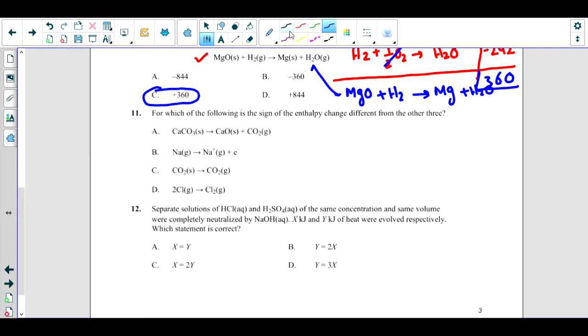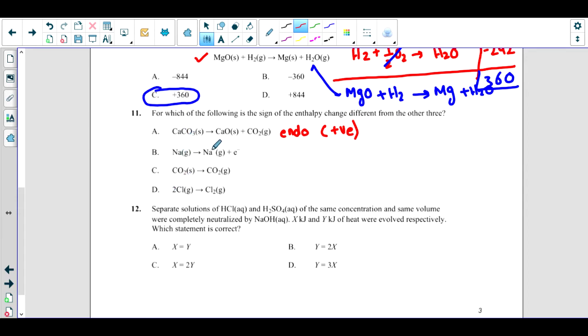Which of the following has the sign of the enthalpy change different from the other three? We want to examine these four cases and see which one has a different sign. Okay, CaCO3 decomposes to CaO and CO2. This reaction is basically endothermic, because to decompose this calcium carbonate you have to give heat. So this is an endothermic reaction. The sign will be what? The sign will be positive.